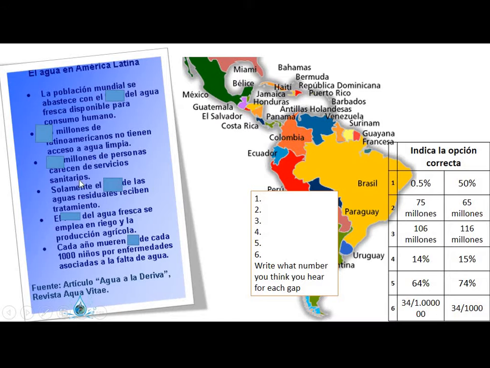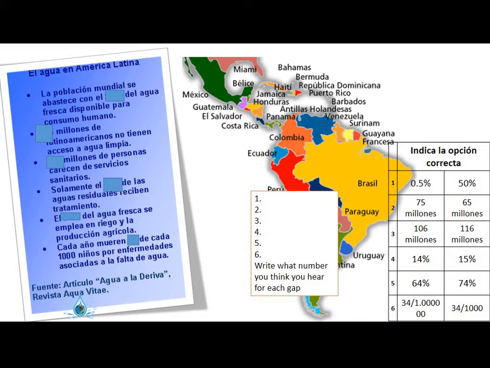116 millones de personas carecen de servicios sanitarios. Again. 116 millones de personas carecen de servicios sanitarios. You write your number in by number 3. Number 4. Solamente el 14% de las aguas residuales reciben tratamiento. Solamente el 14% de las aguas residuales reciben tratamiento. Okay. Number 5.